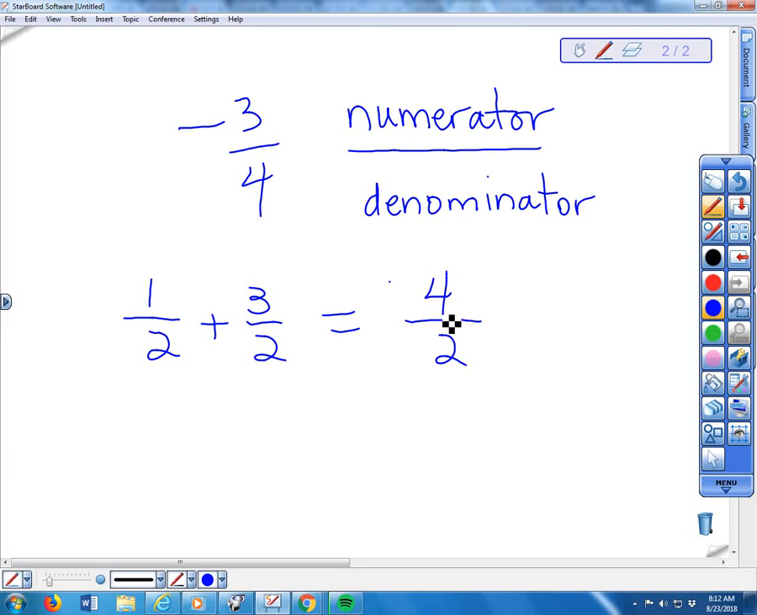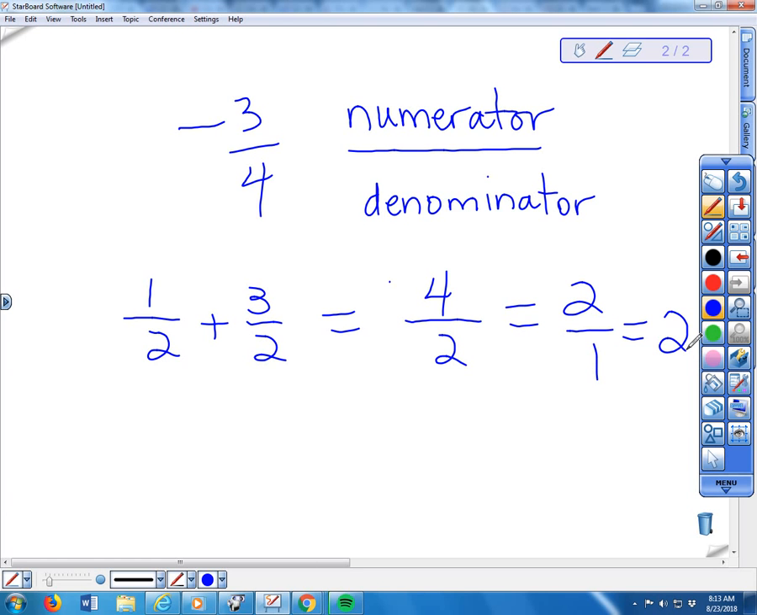And then I have to simplify. I can't just leave a fraction unsimplified. So what is 4 over 2? 2. 2, good. So it's 2. I could even write it this way, but I could write it this way and it's all the same. 2 over 1 is also 2.